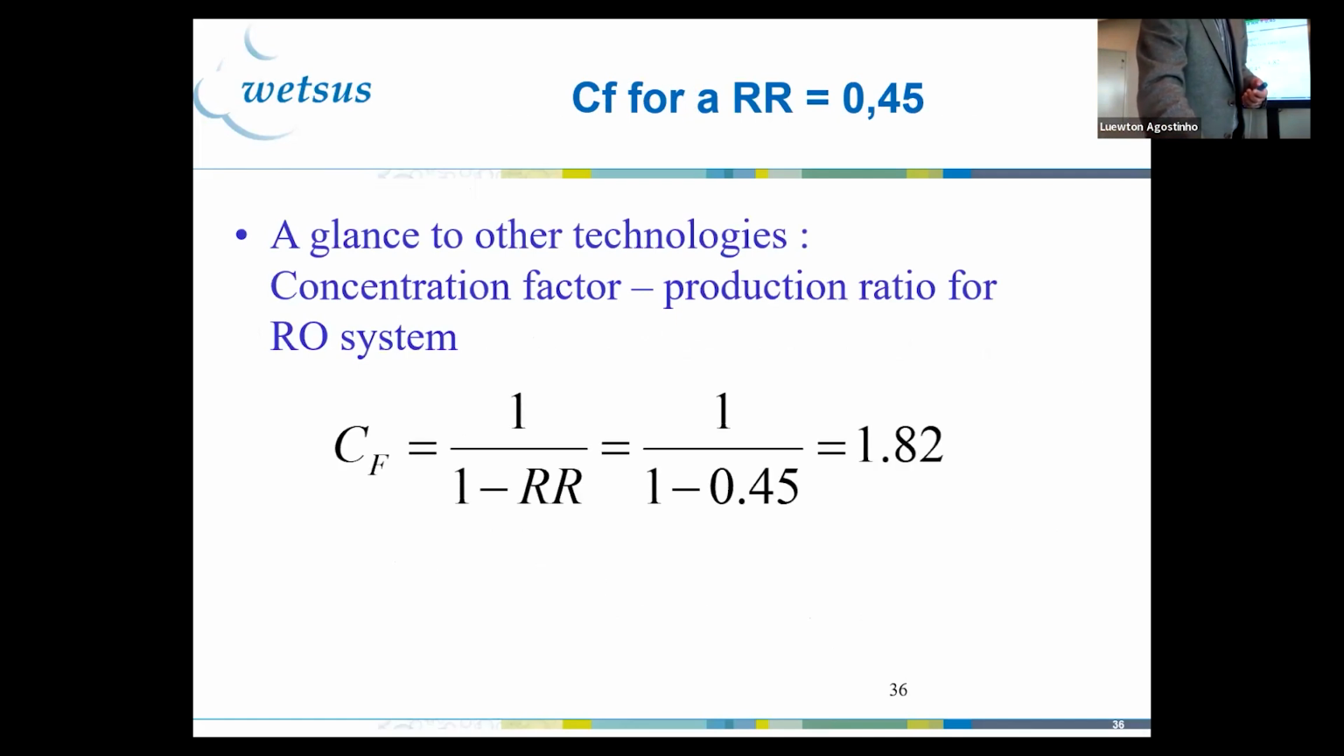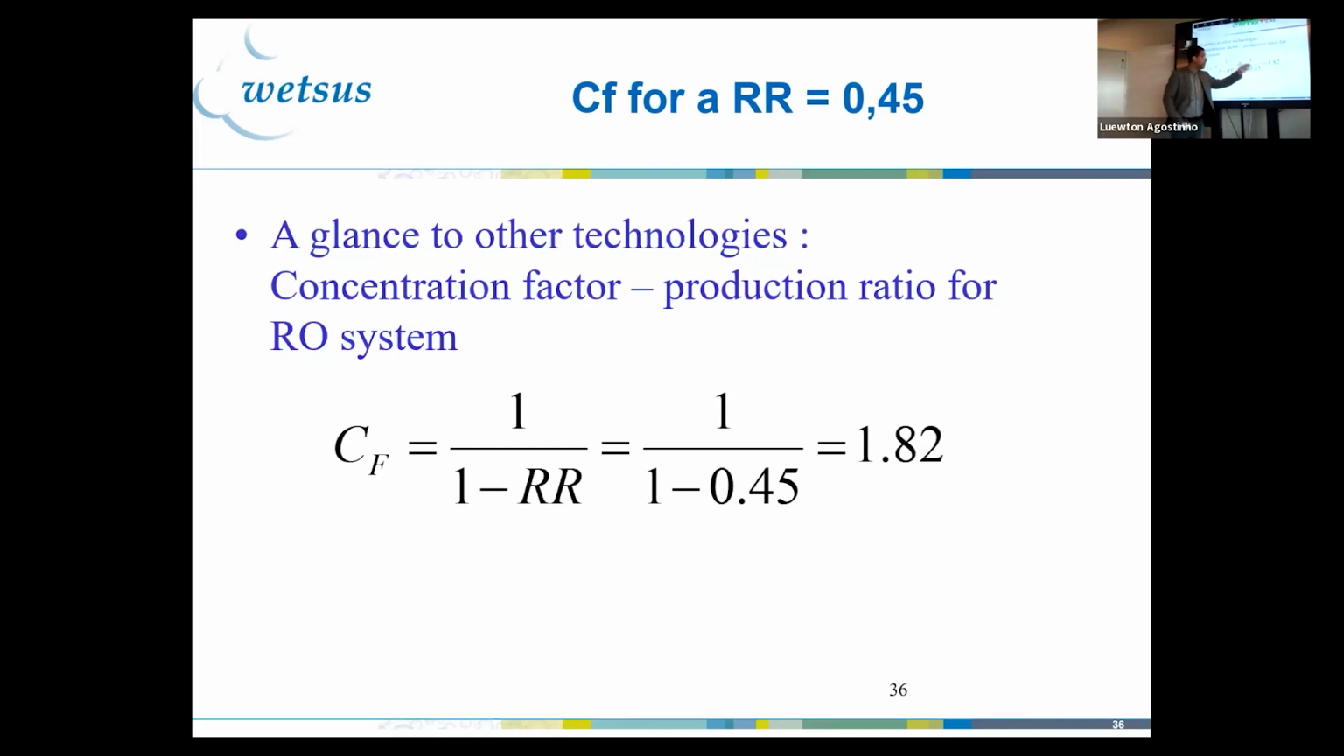Okay. So the concentration factor: as I told you, if you have a reverse osmosis system that has a recovery rate of 0.45, then you have a concentration factor of 1.82. It means that your brine salt concentration is 1.8 times bigger than your feed water concentration, right? So if you start with 35, you're going to end up at about 60 grams per liter.